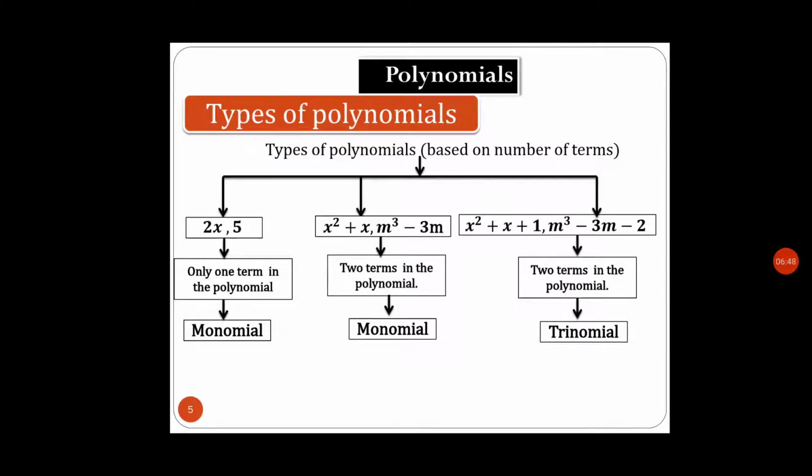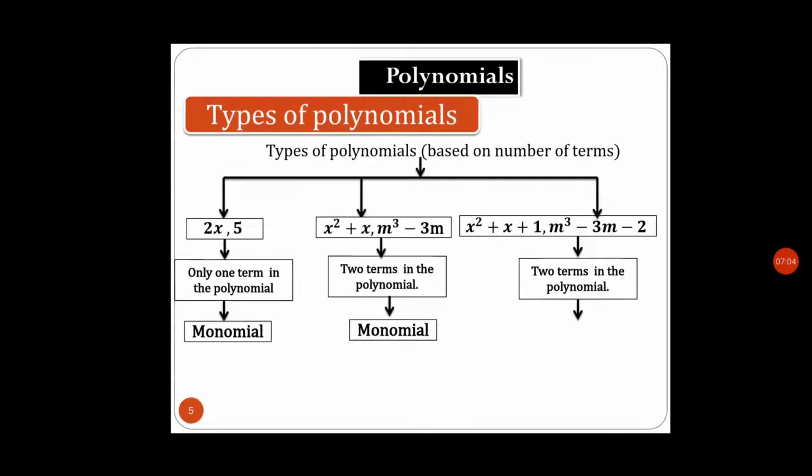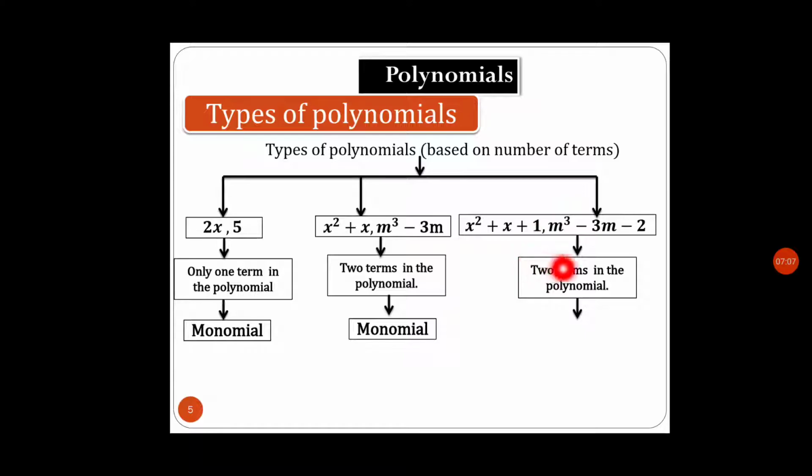Consider this chart. There are some typing mistakes: in the second case it is binomial, and instead of two terms in the last case it is three terms. These are the types of polynomials based on the number of terms: monomial, binomial and trinomial. Now we see the next.